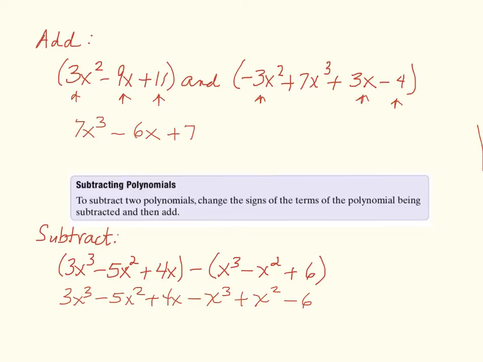All right, now we can just combine. 3x cubed minus x cubed is 2x cubed. Minus 5x squared plus x squared is minus 4x squared. Plus 4x and minus 6. And we have it in descending order.